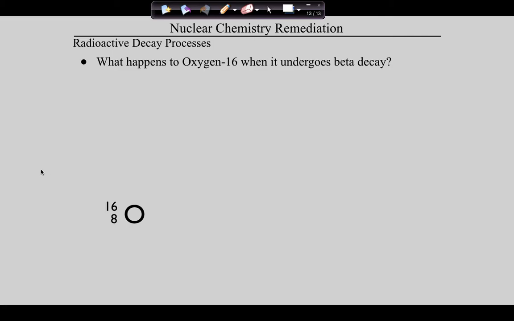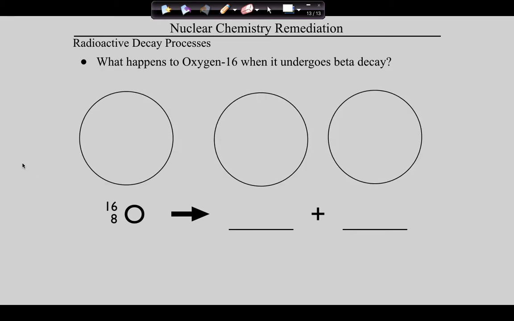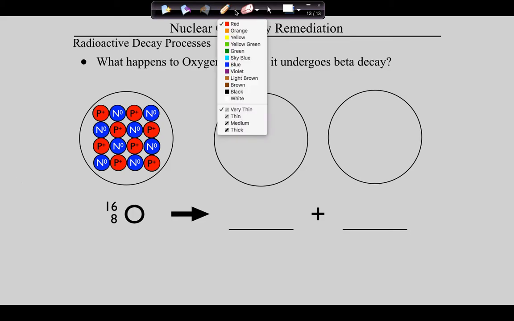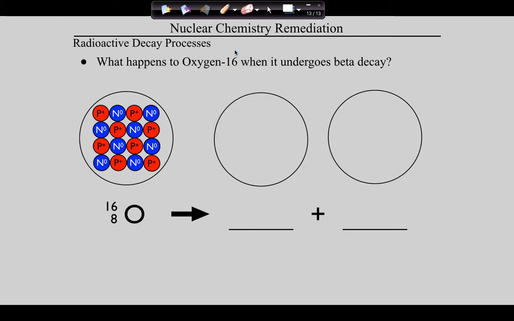So again, here's our oxygen 16, and we're going to figure out what this forms when it goes through beta decay. Again, we're going to allow these circles to represent the particles that are involved in the process. So here again is our oxygen 16 nucleus. Again, notice that there are 8 protons and there are 8 neutrons, and that gives this thing a total mass of 16.